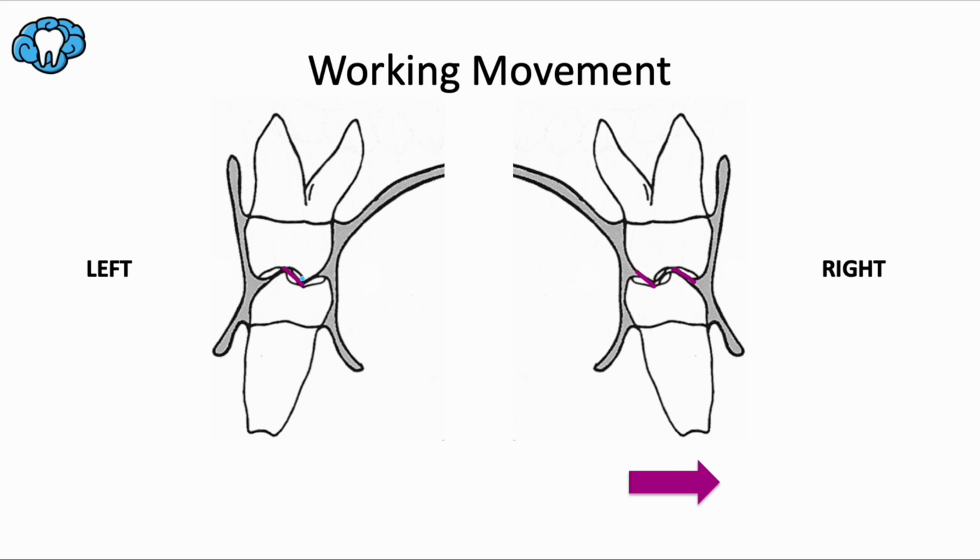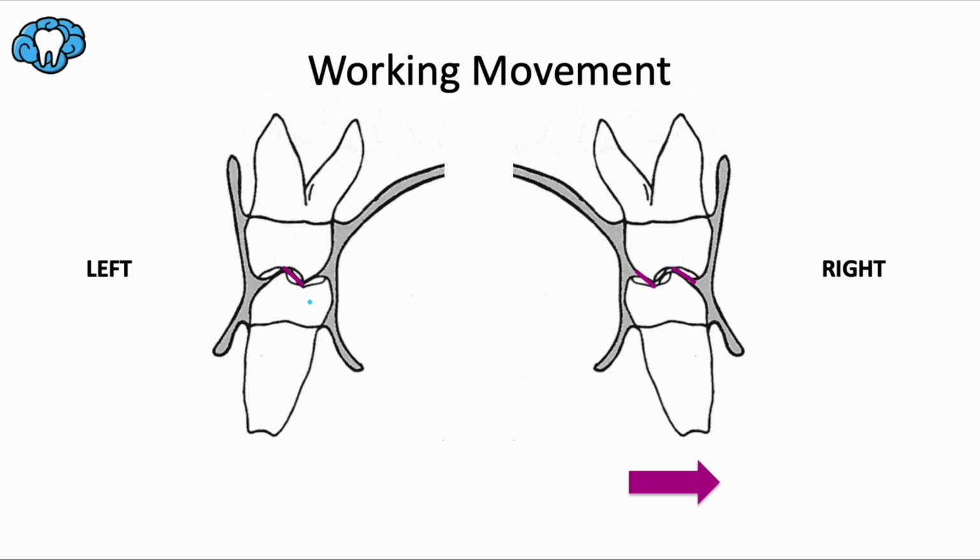But what we really don't want to see, which I talked about in the last video, is the non-functioning cusps in contact. So, in order of good to bad, number 1, functioning cusps. They should always be in contact. Number 2, the working side contacts. Number 3, the balancing side contacts. And then last, number 4, the non-functioning cusps should never contact. That is what I'm going to call the Dr. Ryan hierarchy of occlusal contacts.